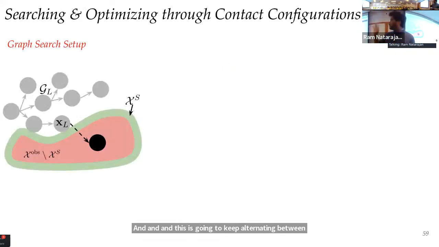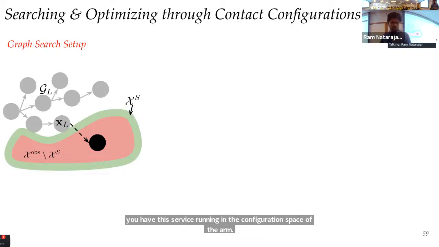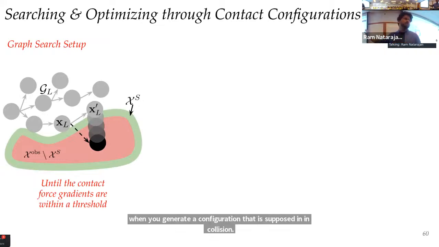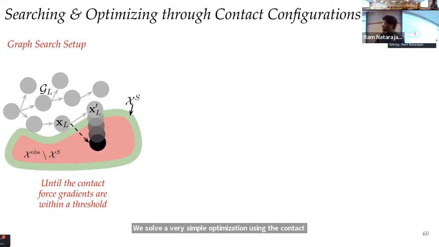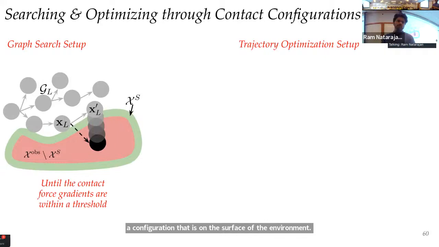So first I'll talk about the graph search setup. You have this search running in the configuration space of the arm. And when you generate a configuration that is, suppose, in collision, we solve a very simple optimization using the contact normal. We are using MuJoCo here. So I'm using the MuJoCo physics to use those contact normals to find a configuration that is on the surface of the environment. And this is how the graph search is exploring the low-dimensional space.